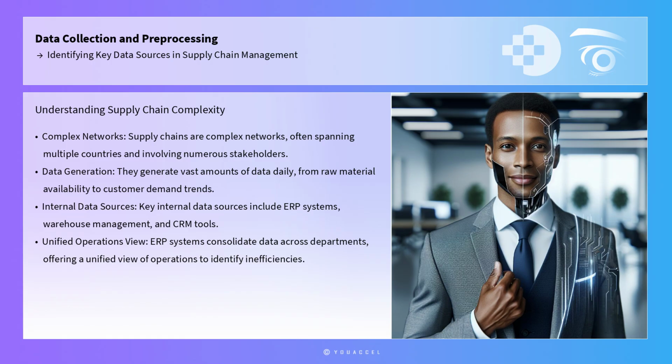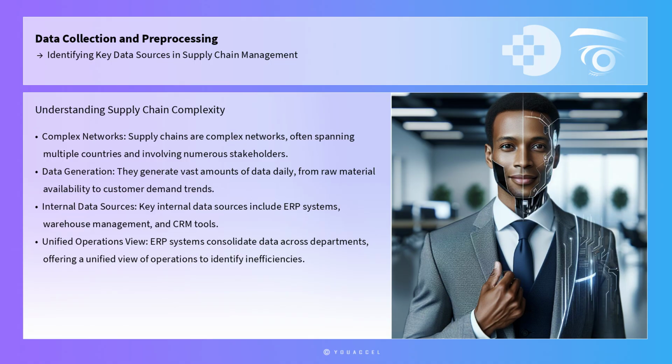Supply chains are complex networks, often spanning across multiple countries and involving numerous stakeholders. They generate vast amounts of data daily, encompassing everything from raw material availability to customer demand trends. Key data sources in supply chain management can be broadly categorized into internal and external sources.